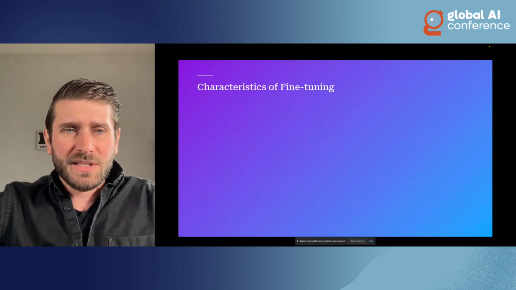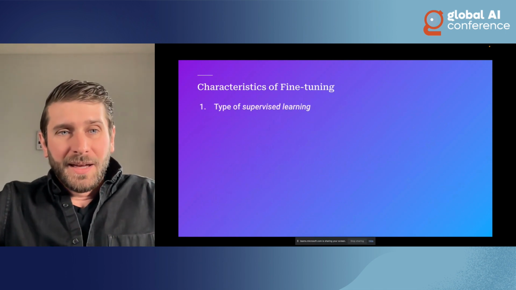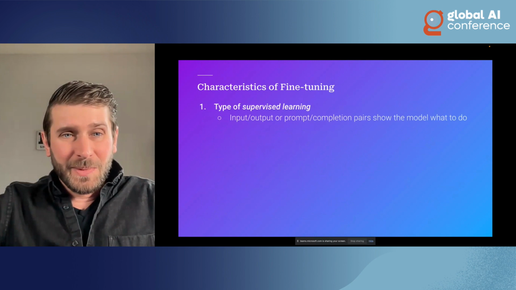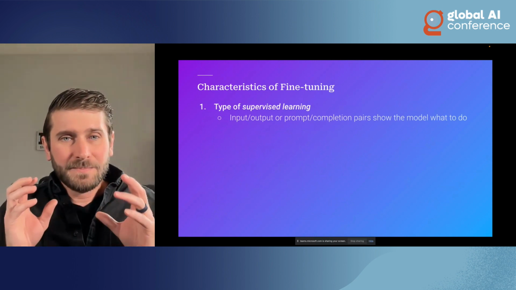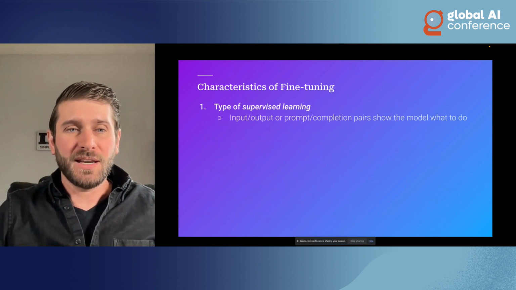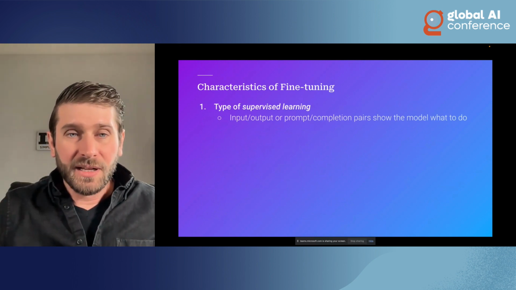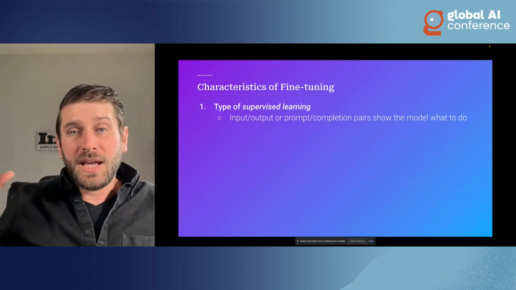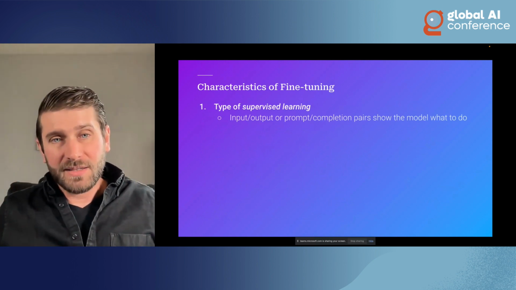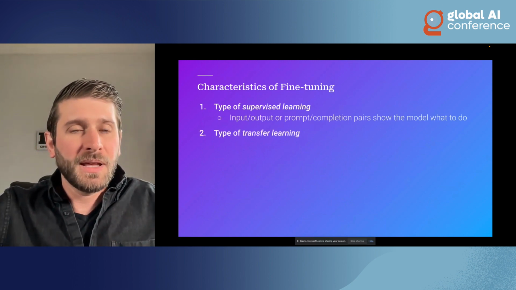Now let's talk about some characteristics of fine-tuning. First of all, it's a type of supervised learning. Again, don't get hung up on the terminology. This just means that we're giving it input-output pairs. When we do the pre-training of a model, it's just getting unstructured text and learning from that. In this case, with supervised learning, we're telling it what we think a good answer or a good response is to the input. So we're showing it a correct answer.